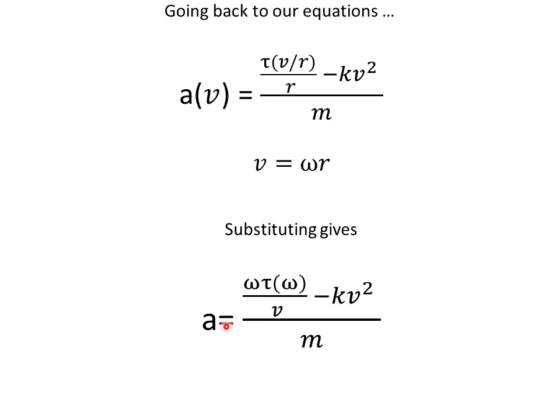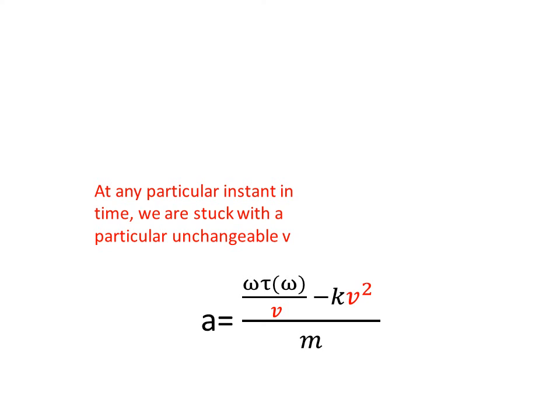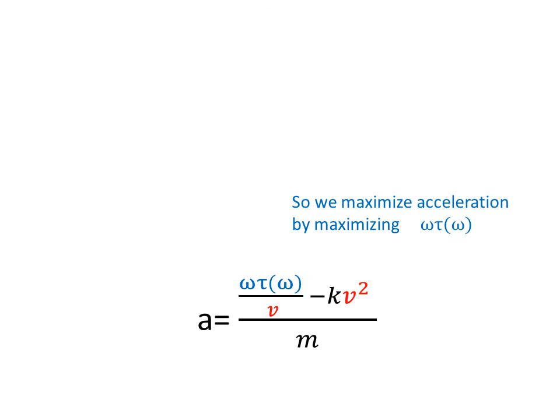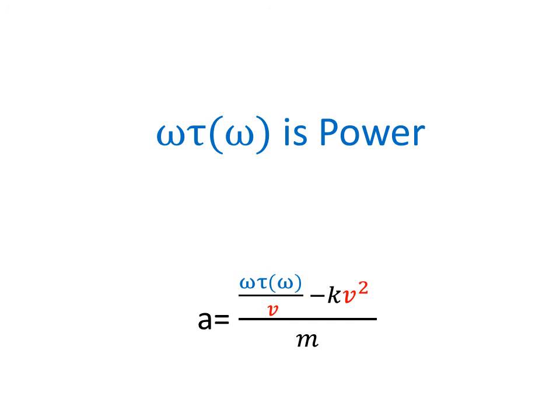This is our force: omega times the torque divided by the velocity. Now, at any given time when you're driving your car, you're going to be at some particular velocity that you can't change. You have to accelerate away from that velocity. All you can really change is your engine speed and your tire radius. So what we want to do is maximize this engine speed times torque at any time to get maximum acceleration. And engine speed times torque has a name already: that's the power of your engine.